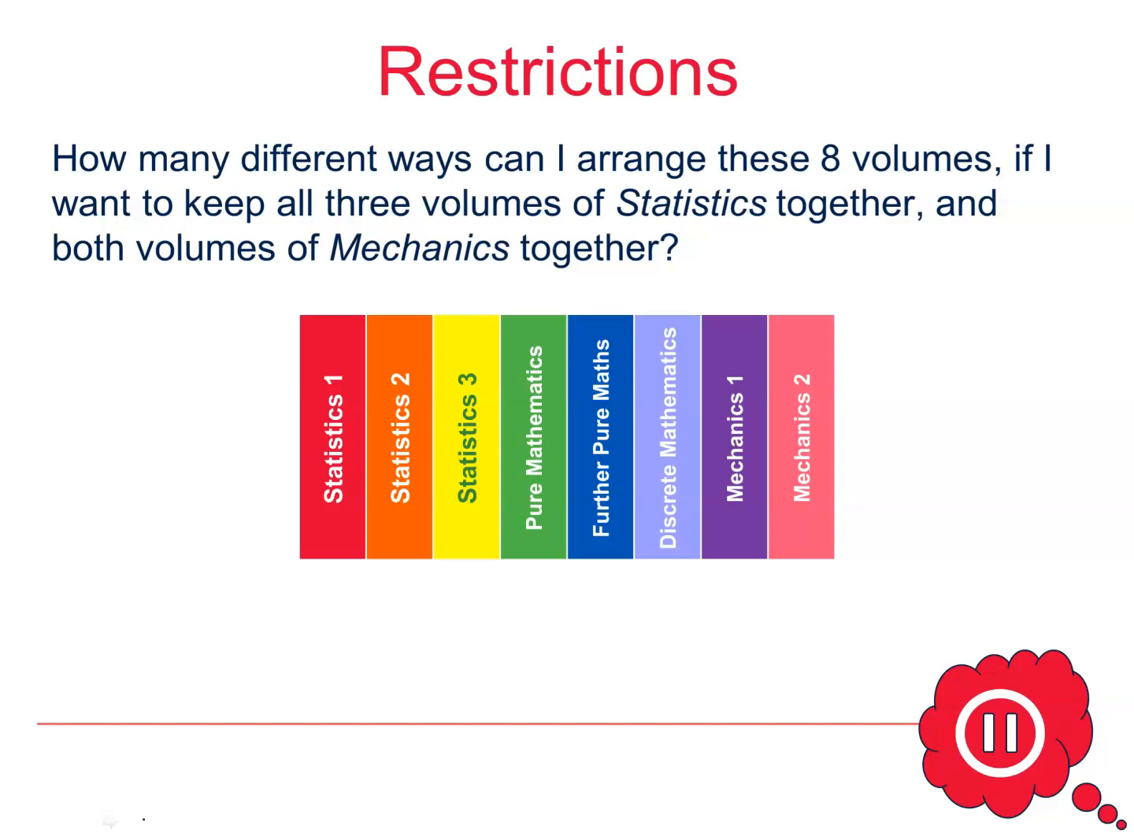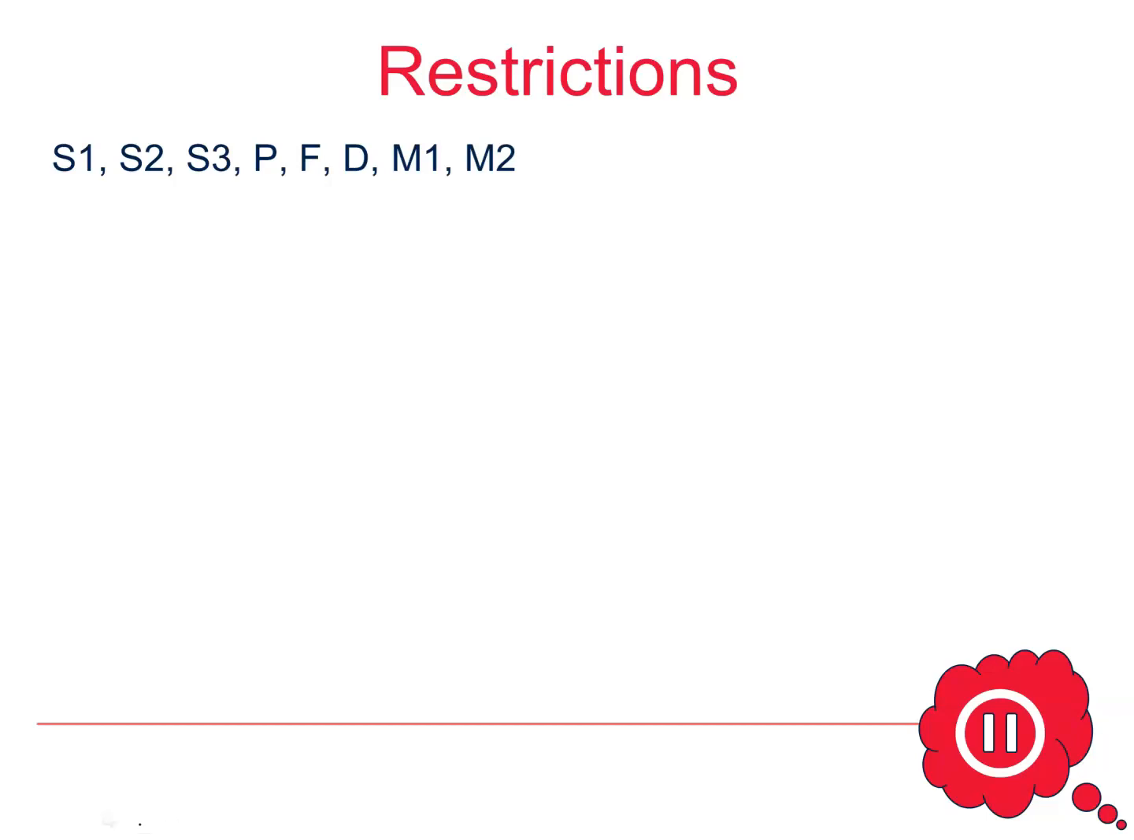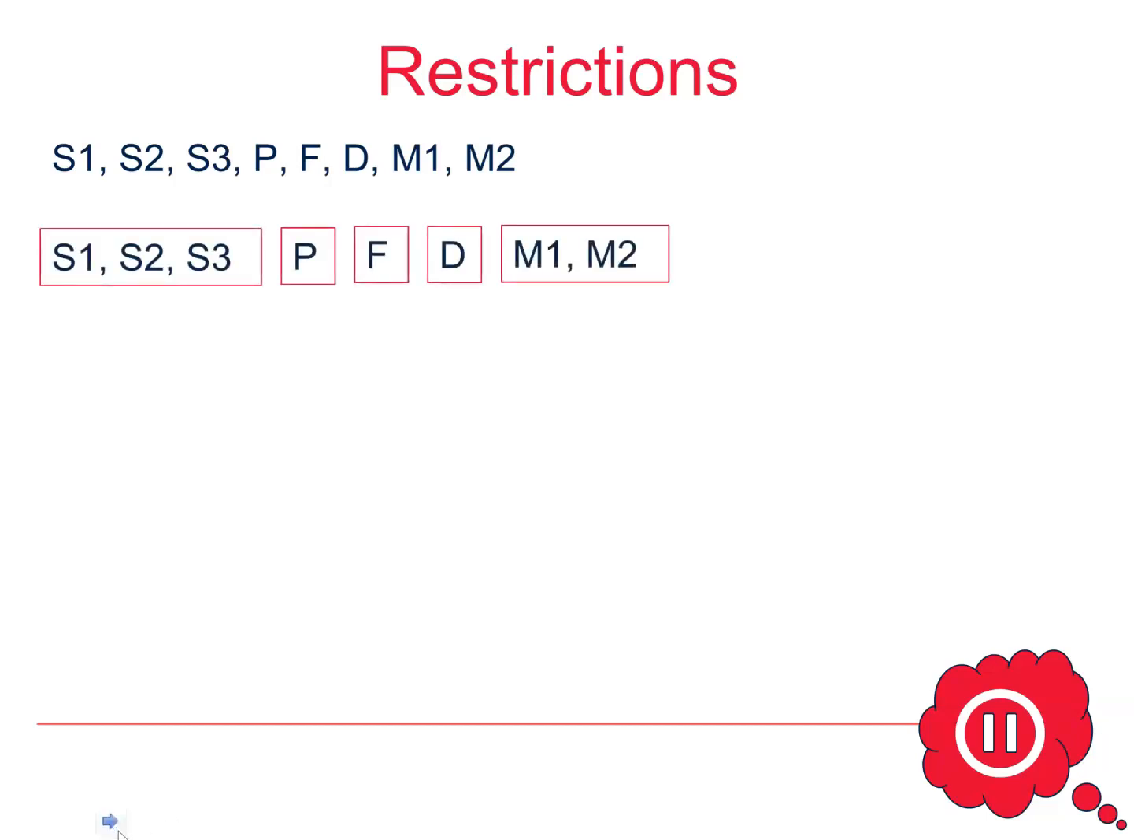OK, what I'm going to do is pretend to stick the books together so that they are a single object. This diagram shows what I mean. So my 3 volumes of statistics are now a single object, and my 2 volumes of mechanics are now a single object. Now I've got 5 distinct objects, so 5 factorial ways to arrange them. But that's not going to give me all the possibilities. Why not? Pause the video again while you have a think about what we haven't done.